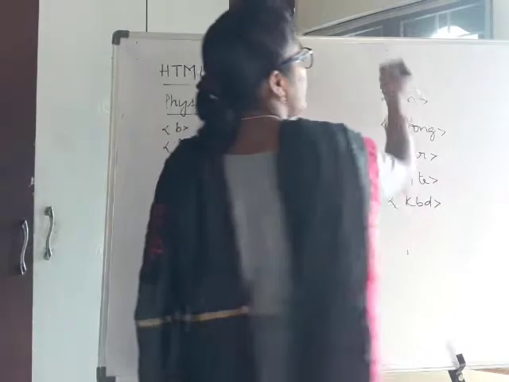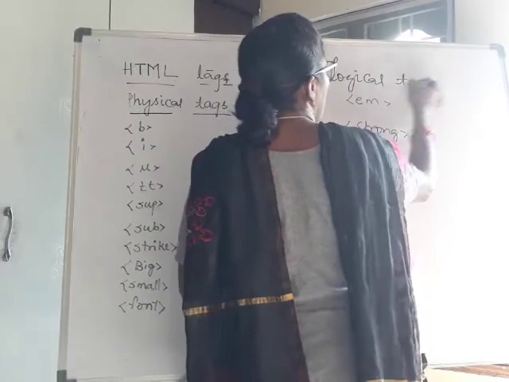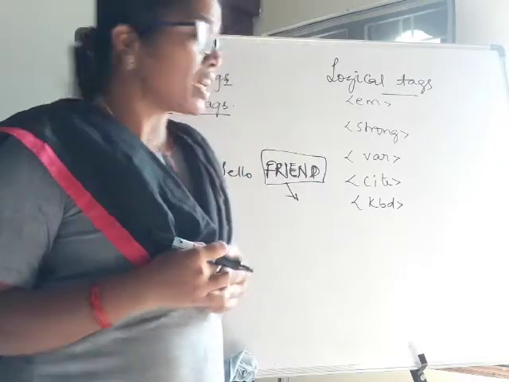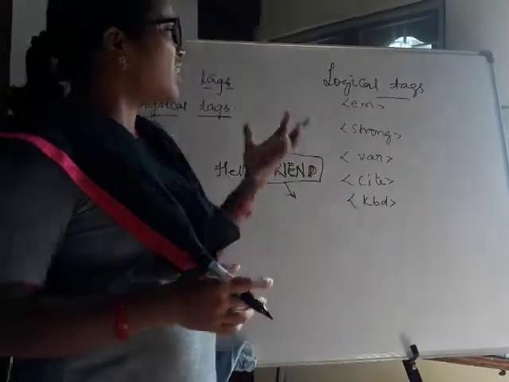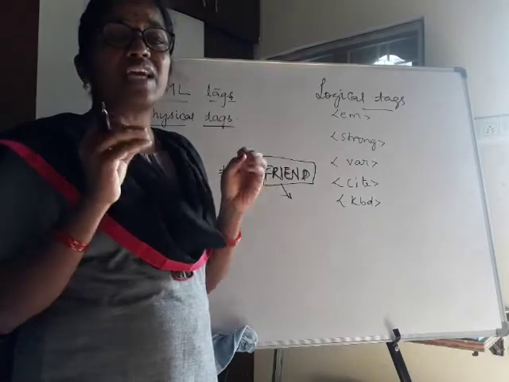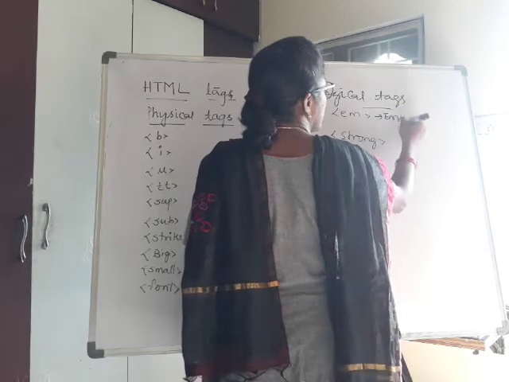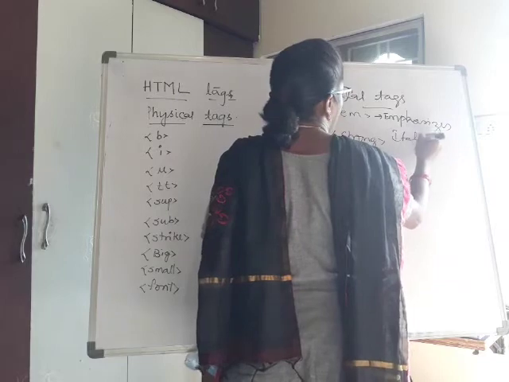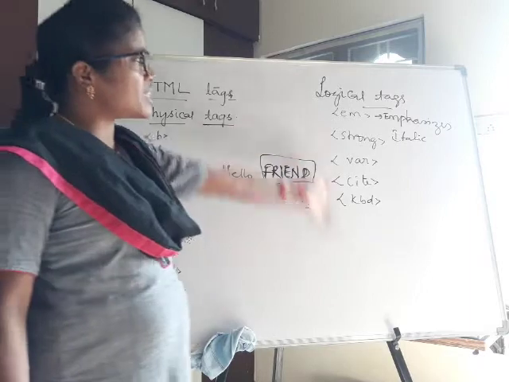In the same way I have other tags called logical tags. The other name for logical tags is idiomatic elements. That means they make the same changes as physical tags, but with a different emphasis on the text. It keeps some emphasis on the text, like making the text italic, right? So these are the logical tags.